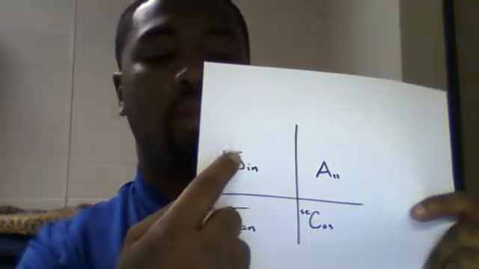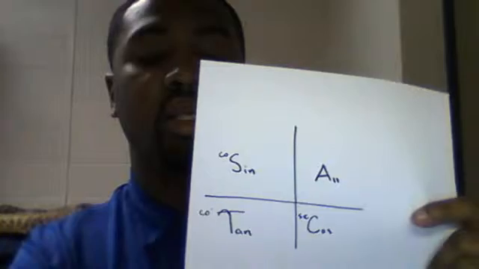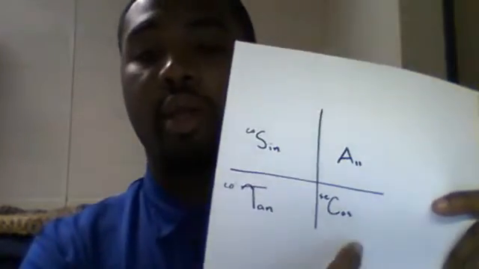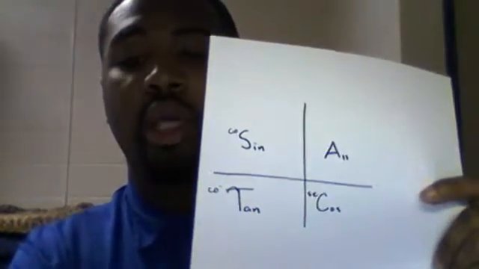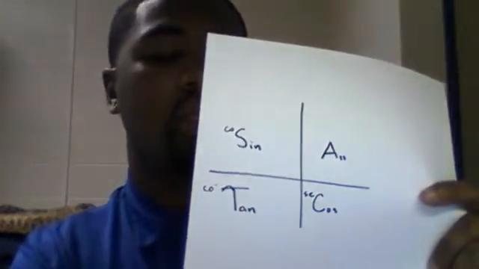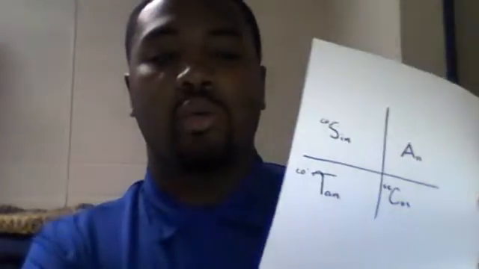Quadrant 2, only sine is positive, sine and cosecant. Alright, quadrant 3 would be tangent and cotangent are the only ones that are positive. And lastly, in quadrant 4, cosine and secant will be positive.